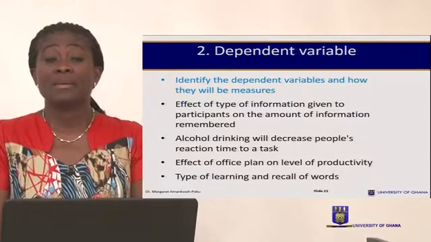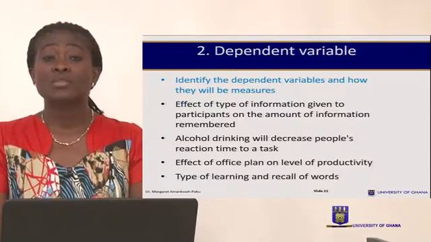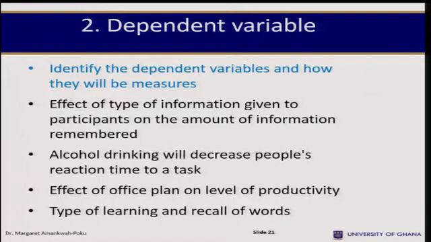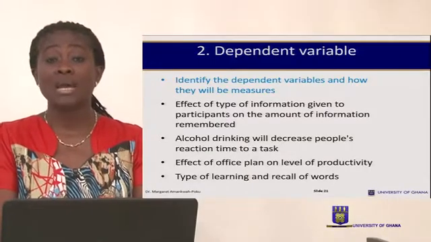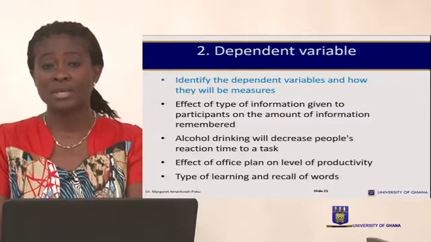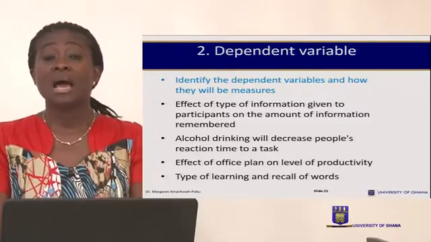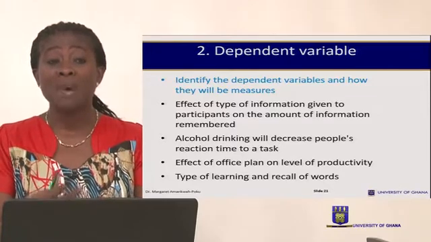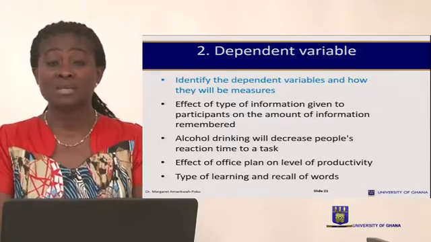Now, these are more examples. So here I want you to again identify the dependent variable and how they will be measured. So again, I would work out the first one. I mentioned previously that we can have 2 types of information: organized information and random information. So in this case, our dependent variable will be the amount of information that participants will remember.